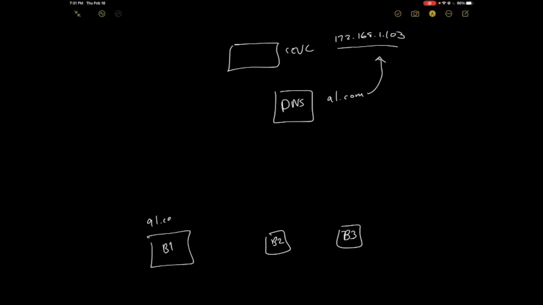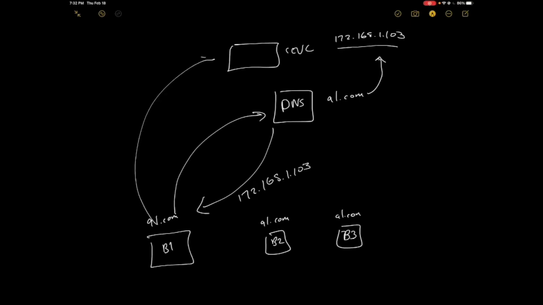So the bots all know, when they get deployed, to connect to a1.com. They'll go out to the DNS server and say, okay, I want to connect to a1.com. And the DNS server will say, okay, a1.com is at 172.168.1.103. And then they'll reach out to the CNC server and connect to it. So all of them will do that.